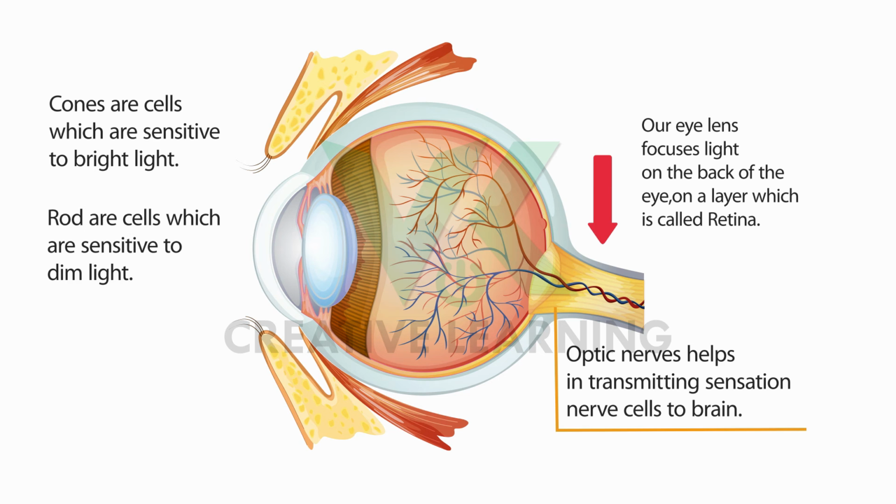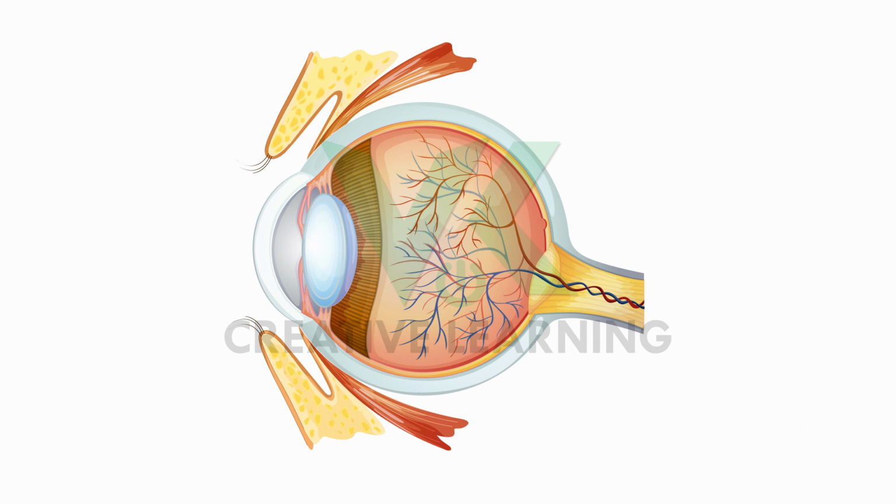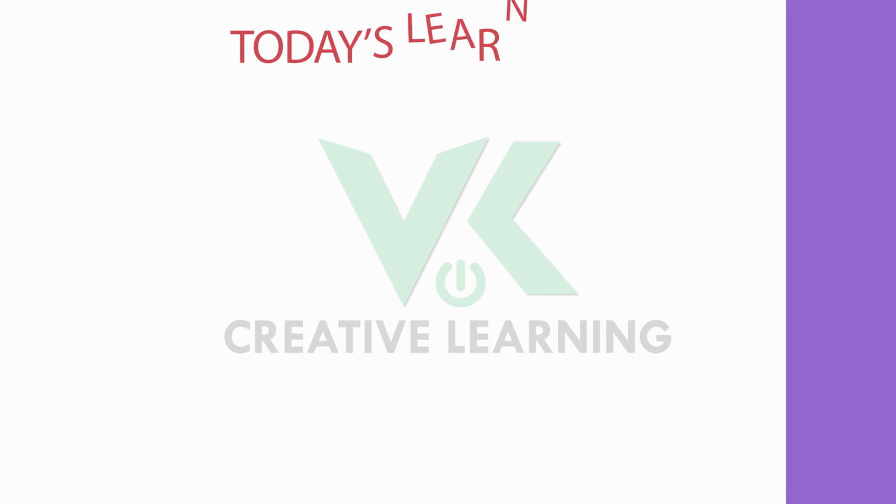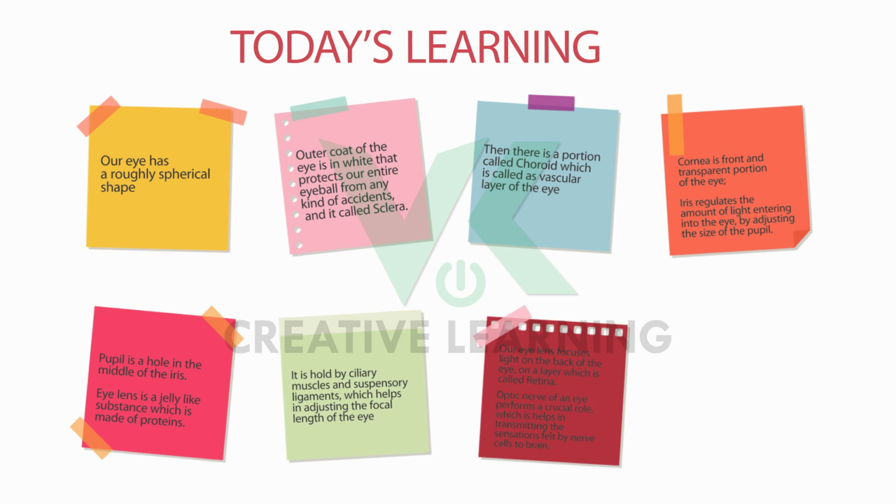Now, what is the blind spot? There are no sensory cells at the junction of the optic nerve and retina, and there is no vision possible at that spot, which is why it is called the blind spot. So today we learned about all parts of the eye and how it functions.